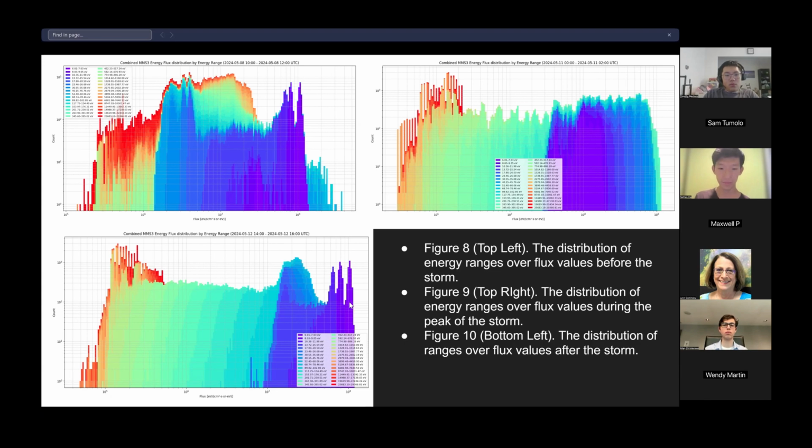But this time the lowest energy range has the most activity, and surprisingly, the highest energy range had the least amount of activity. Also, I forgot to mention these are stacked together. So for each flux value, the energy ranges add up to each other. So you can see which flux had the most activity as well as for each energy range.